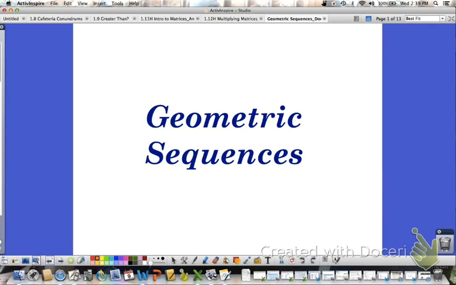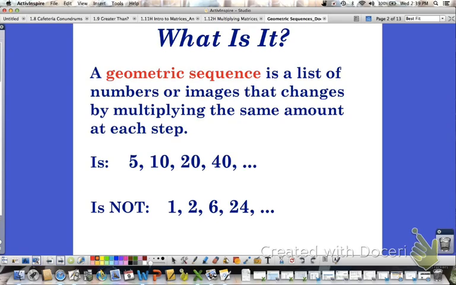In this video, I'm going to remind you about geometric sequences. A geometric sequence is a list of numbers or images that changes by multiplying by the same amount at each step. In my two examples, I'm going to show you one that is a geometric sequence and one that appears to be but really is not.